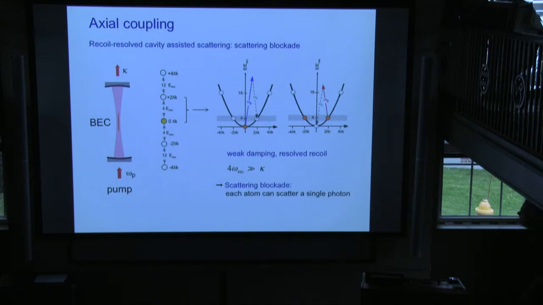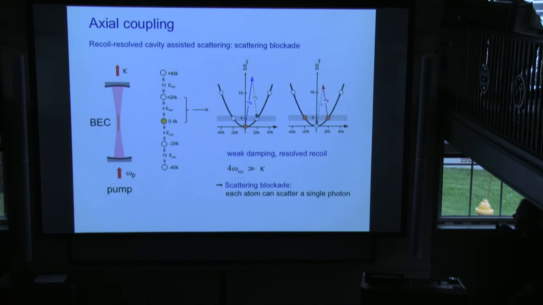And if you do that, then after that has happened, after the atoms appear in the plus minus 2ħk states, nothing more can happen because the cavity bandwidth, which is indicated by this gray bar, is so small that processes that take more than four recoil energies, which is the energy distance from here to here, like this process that takes 12 recoil energies to go from here to here, cannot happen.